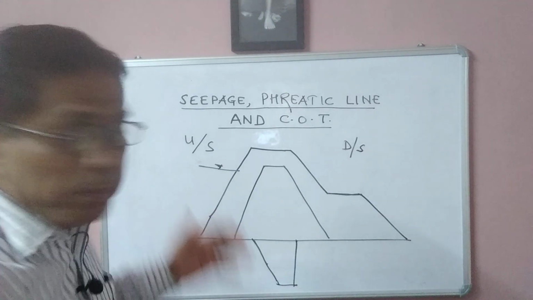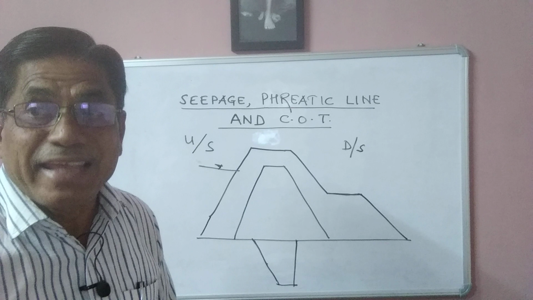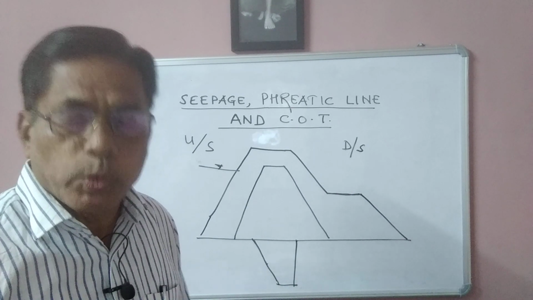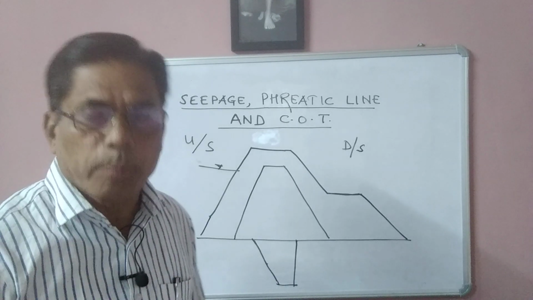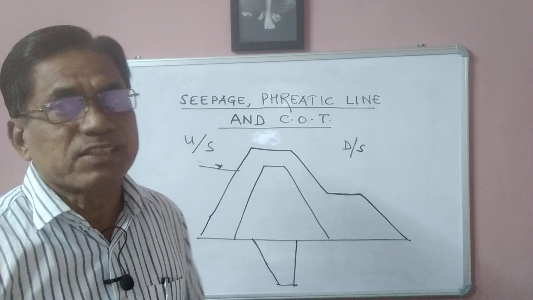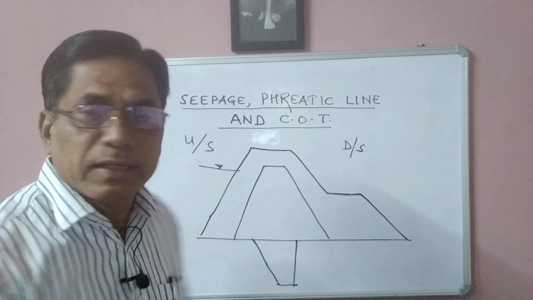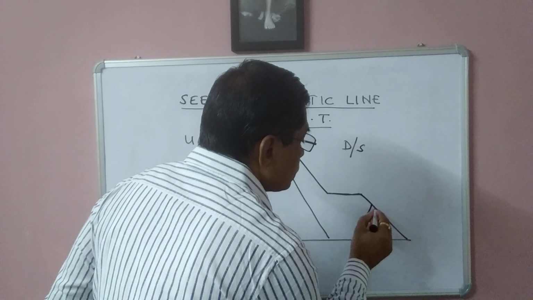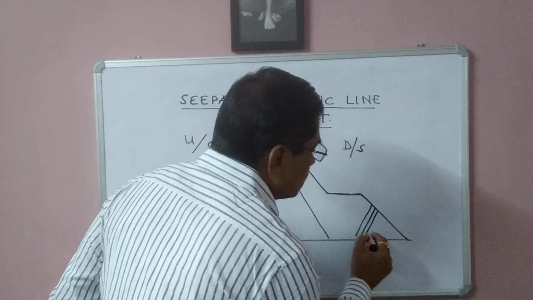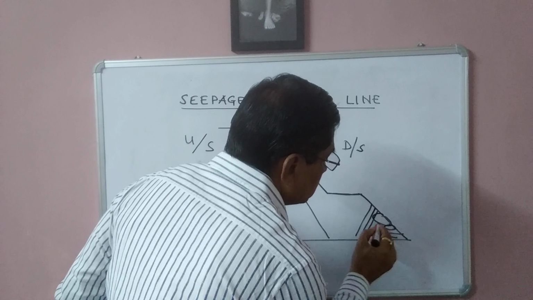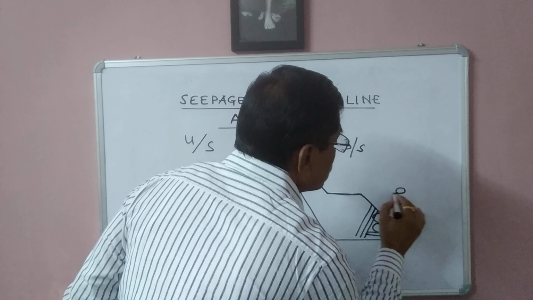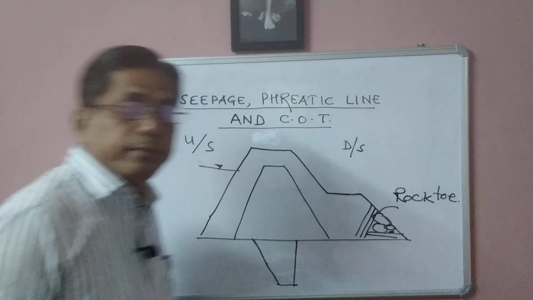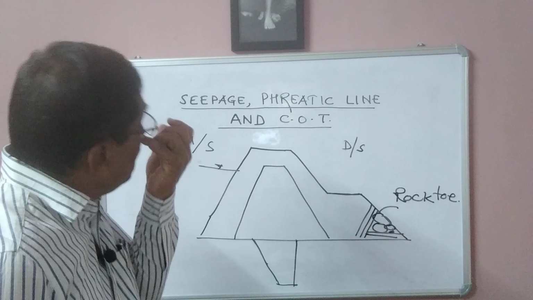Okay. So seepage is unavoidable, but it can be controlled by various means, such as by provision of the cut-off trench, by provision of the filters, by provision of the chimney filters, rock toe, etc. Isn't it? So this is the rock, isn't it? Okay.